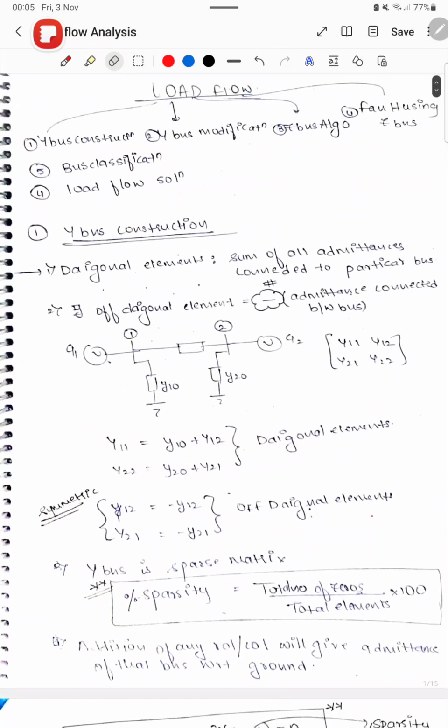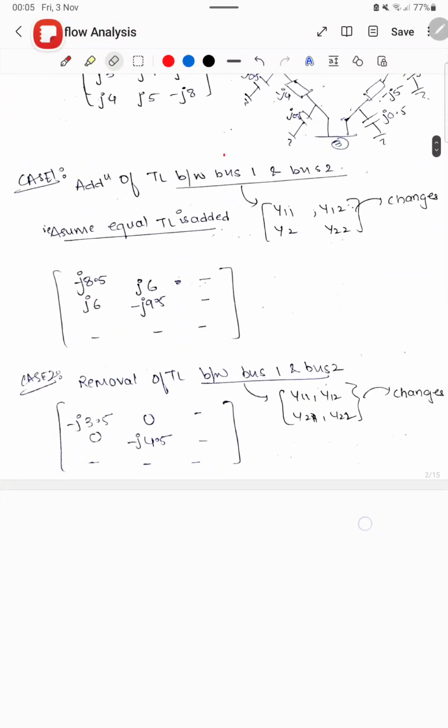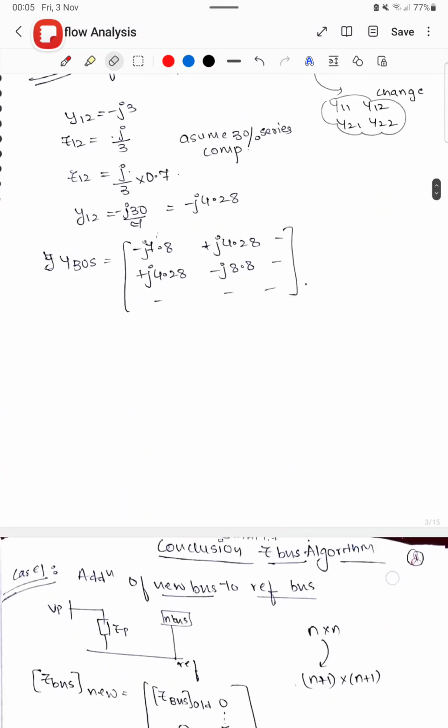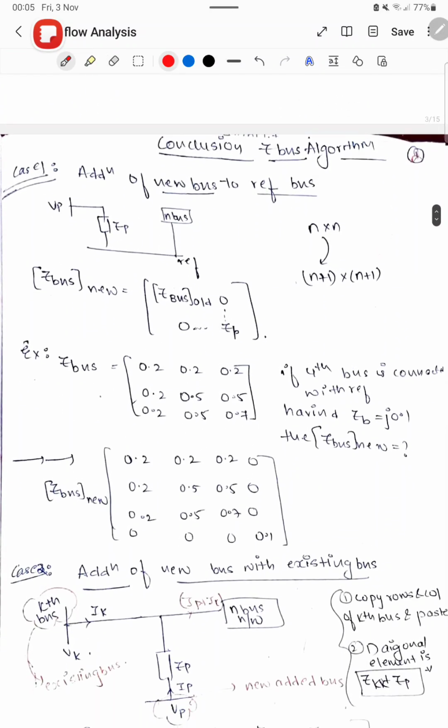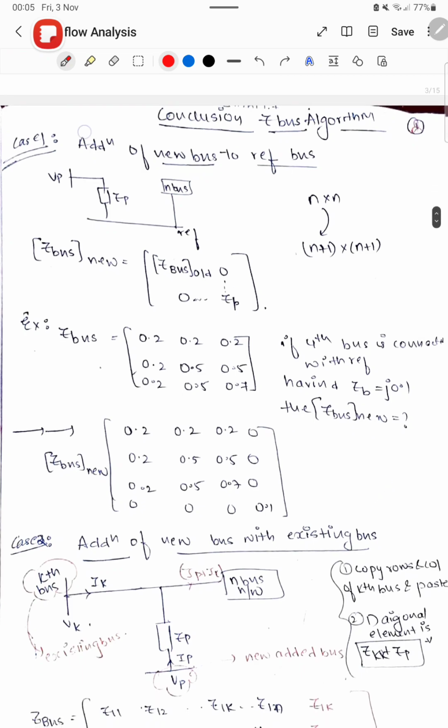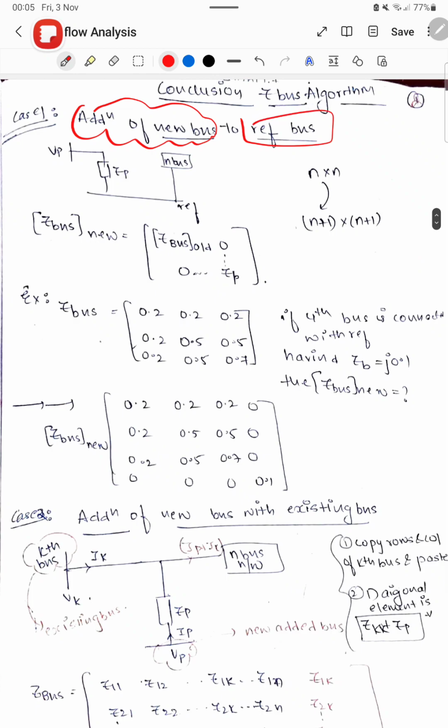We have already covered ybus construction and ybus modification. Now we'll move to ZBus algorithms. As we have discussed, there will be 4 ZBus algorithms. Let's start one by one. The first 2 algorithms are addition of new buses. The first is addition of a new bus to the reference bus. The second is addition of a new bus to an existing bus.